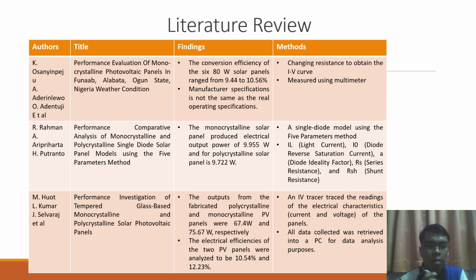The first research paper evaluates the performance of monocrystalline solar panels. They use 6 monocrystalline solar panels to find the efficiency, and they get an efficiency range from 9.44 to 10.56%. They also compare the manufacturer specification of the solar panel with the real operating specification, and they found out it's not the same, in which the real operating specification is lower than the manufacturer's specification.